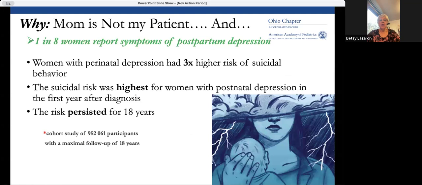Remember, there's 1 out of 8 women who have symptoms of postpartum depression. Sadly, women who have perinatal depression of any kind have a threefold higher risk of suicidal behavior. And that was highest for women who had postpartum depression in that first year. However, the risk will persist for up to 18 years. Next slide.